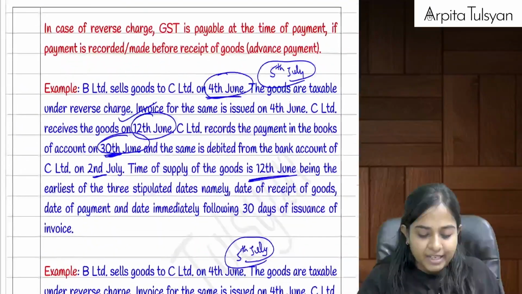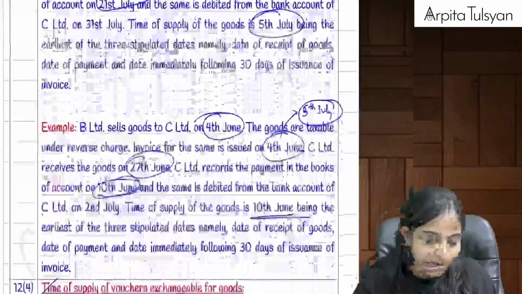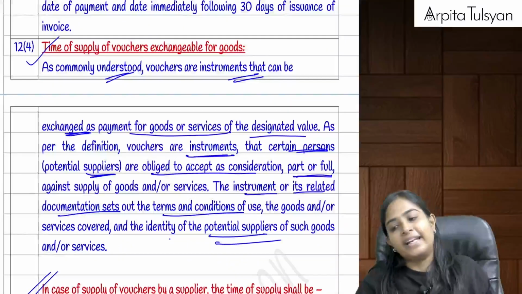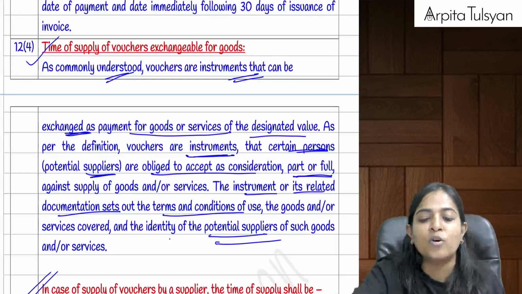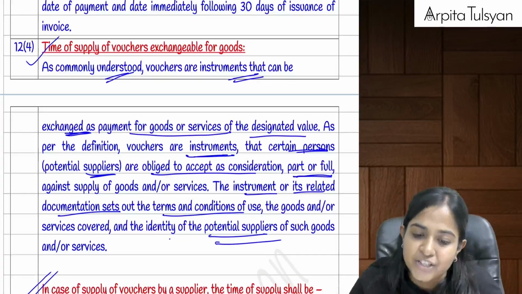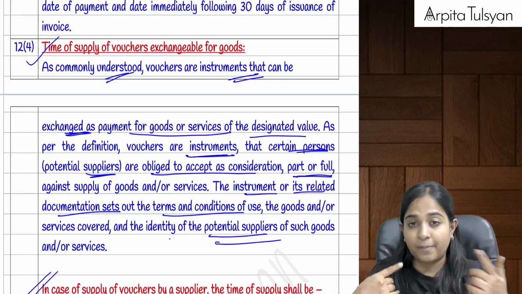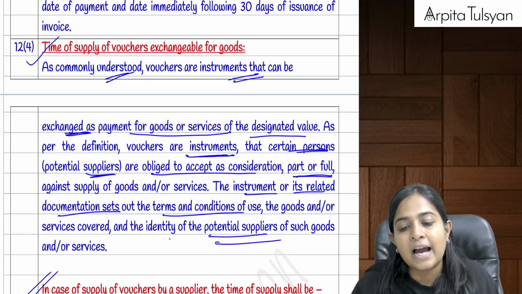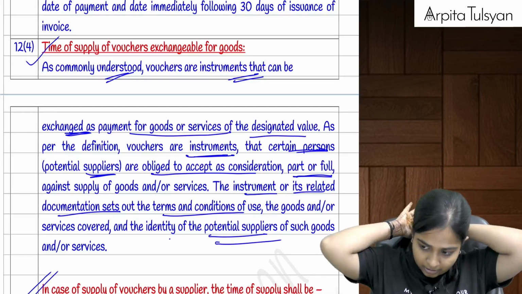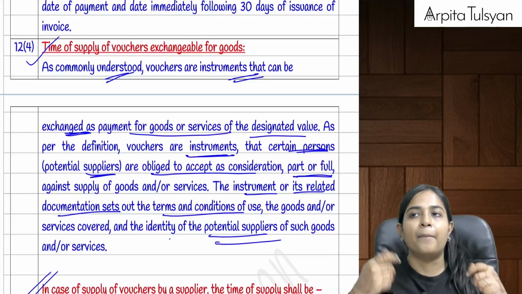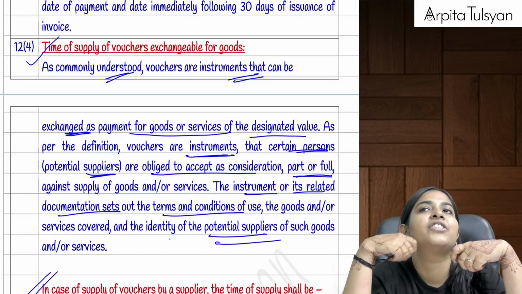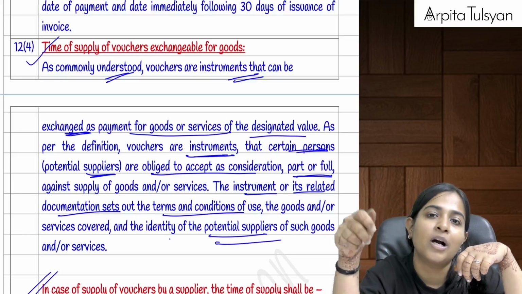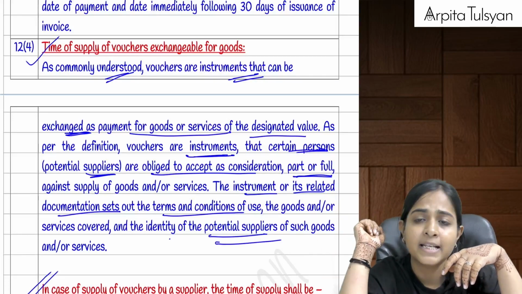Then after that, as you can see here in the textbook, all your examples are coming up. Let's go to the next one, section 12, subsection 4, that talks about the time of supply of vouchers which are exchangeable for goods. Now let's say there is a particular company which is issuing food vouchers to a company so that the company can give them to its employees.